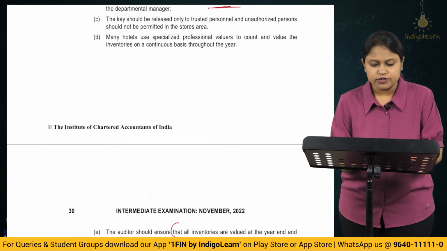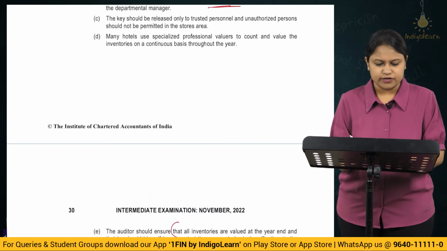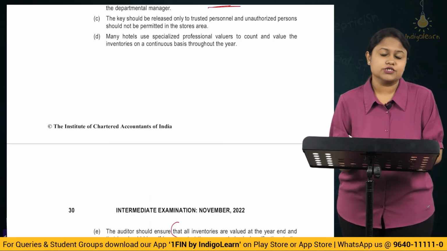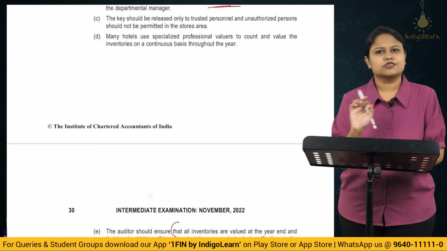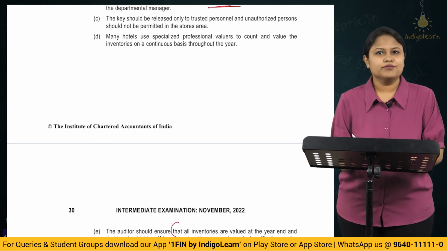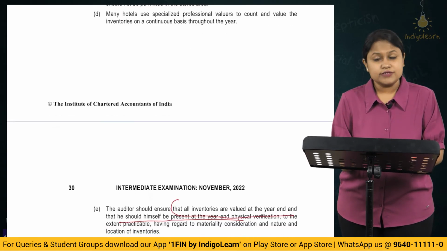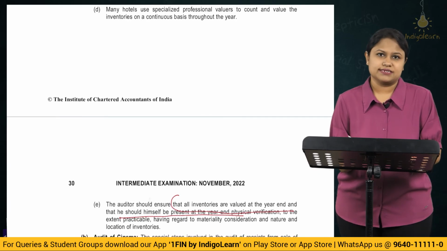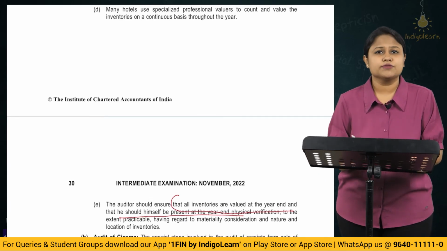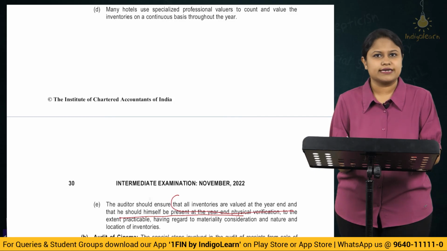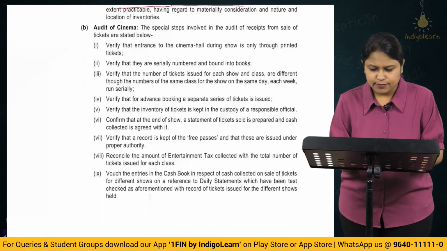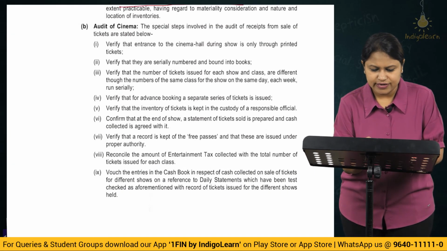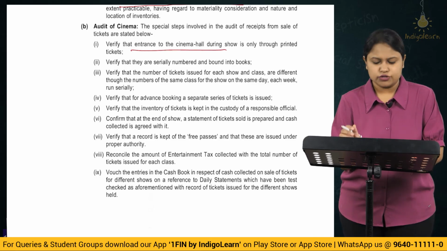So this is what the auditor will do with respect to the inventory checking of food and beverages, because in the hotels it is one of the areas where there is a scope for manipulation and a very important item to be checked. Okay. So for physical verification, you have to be present. Make yourself, as far as possible, present on the day the physical verification is conducted. Alright. Then about cinemas, as I told you, verify the entrance of the cinema hall by showing the tickets.